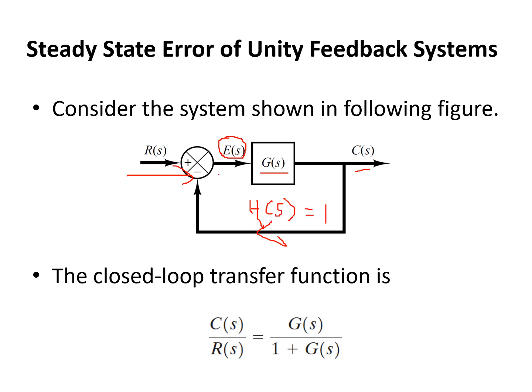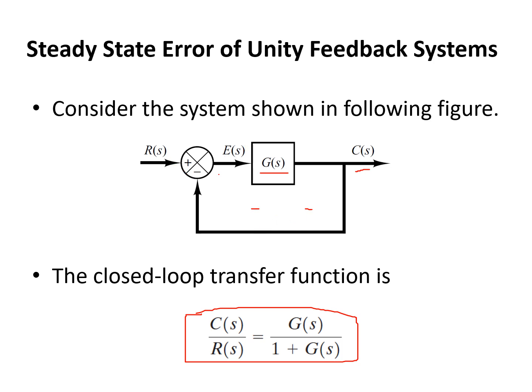Now for this type of system, the open loop transfer function is G(s), and the closed loop transfer function is given as C(s)/R(s) = G(s)/(1 + G(s)), because H(s) is 1. This is the closed loop transfer function I'm taking for a unity feedback system to analyze the steady state errors of the system. So let's evaluate the E(s) value for this type of system in the next slide.